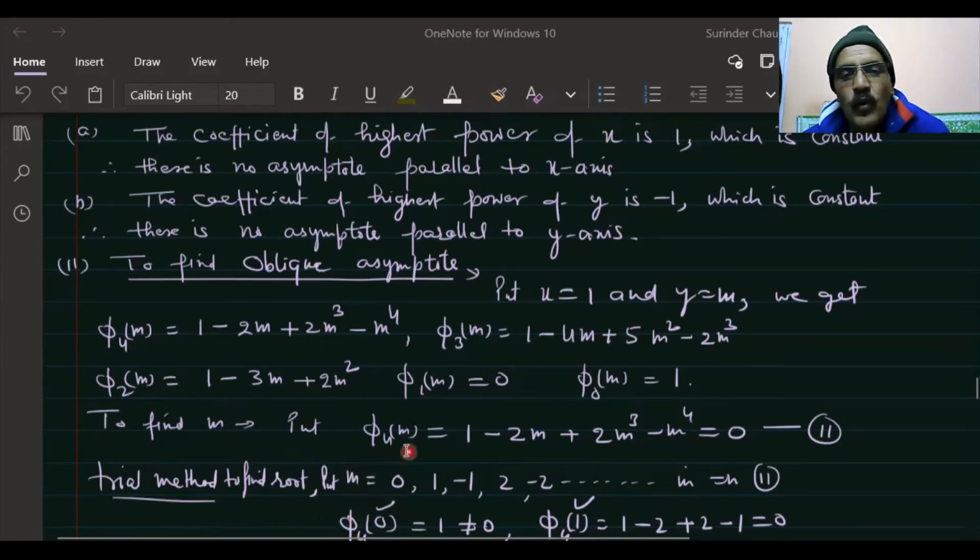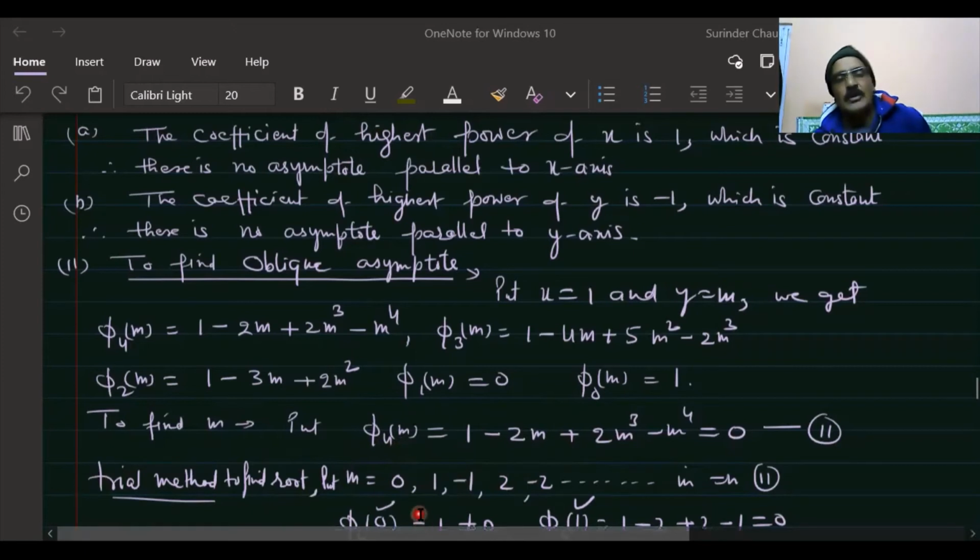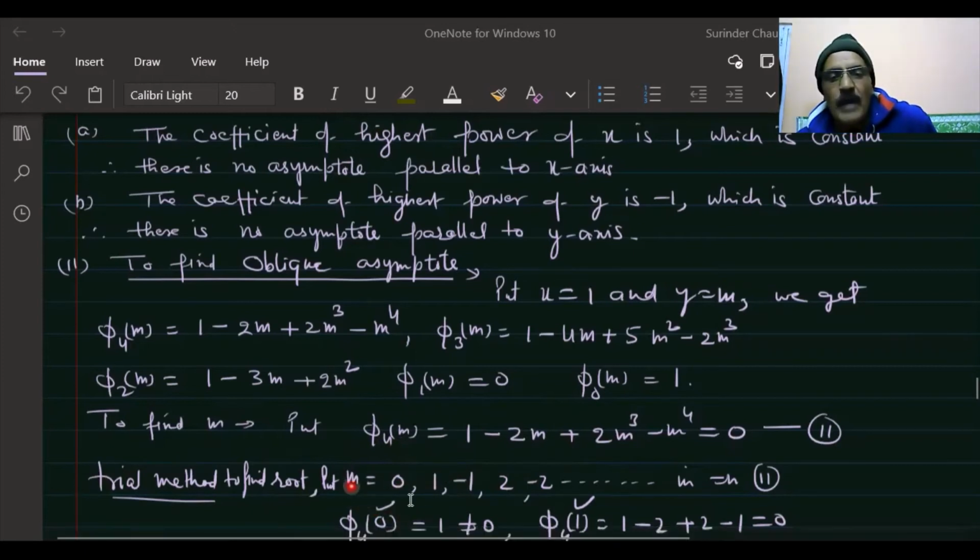In phi 4 of m, which is a fourth degree polynomial, we can't factorize it or take anything common. So we have to use the trial method. We'll search for two roots, or two zeros, of phi 4 of m equal to 0 by trial. We put m equal to 0, 1, minus 1, 2, minus 2, and so on.